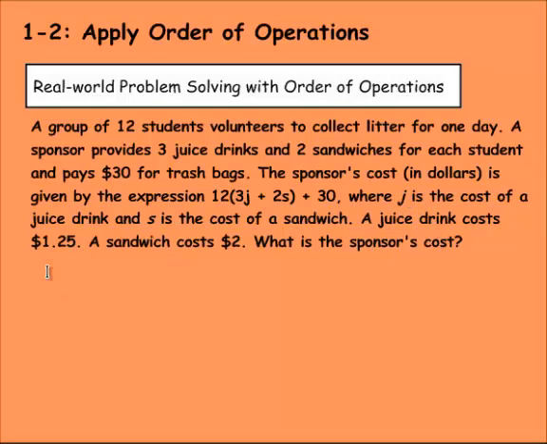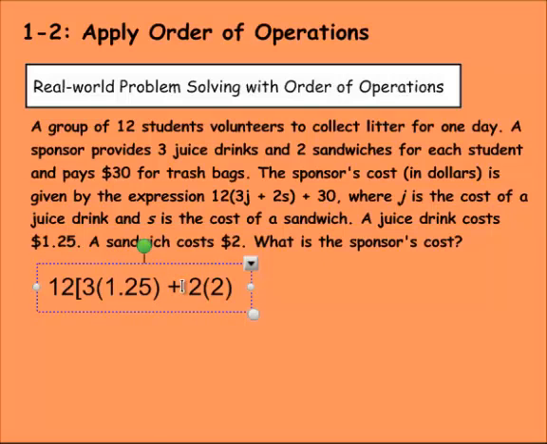So we need to input this juice drink cost for the J, and then this sandwich cost for the S. So let's rewrite this problem. 12 times 3 times 1.25 plus, and let's make this a bracket because whenever you have double parentheses like that, make the outside one a bracket, plus 2 times 2, and then close the bracket, and then plus 30. So let's do everything inside the bracket first, and then let's do the multiplication inside the bracket first too.